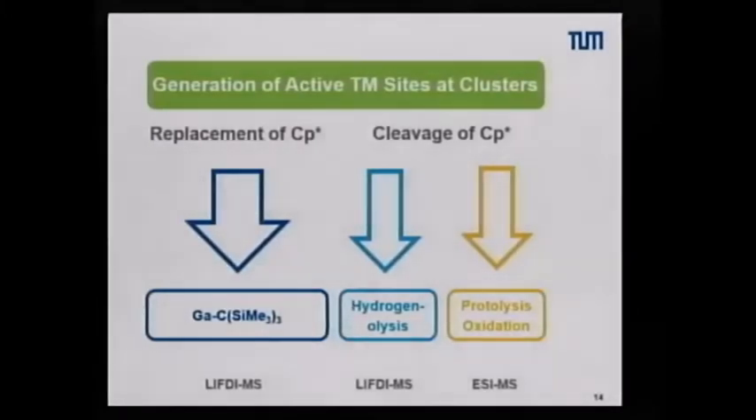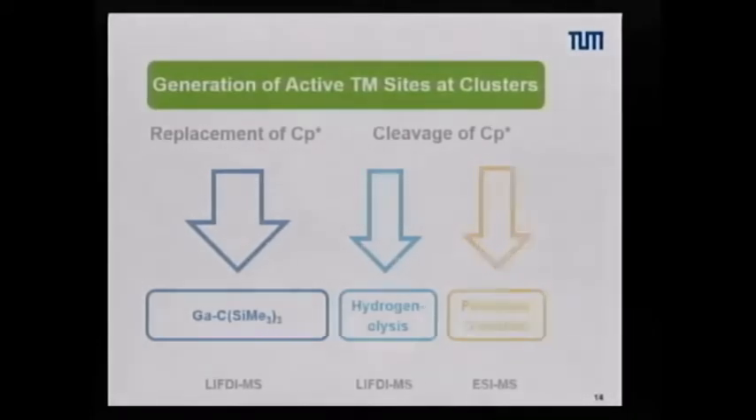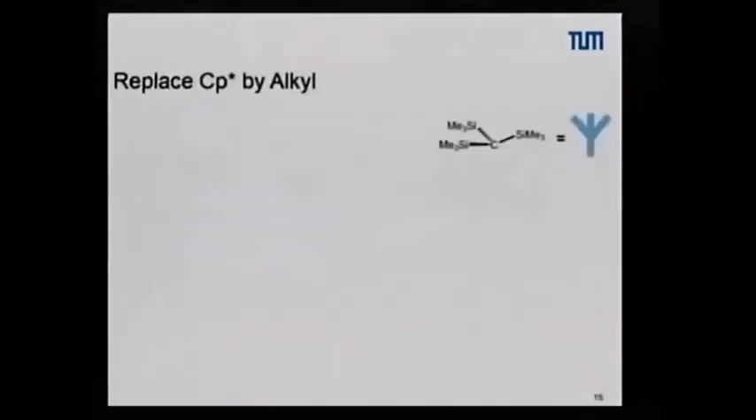Why not just kick off the CP star, make a cluster with CP star, and then kick it off and create reactive sites there? So, let's go to the replacement of the CP star. This ligand over there, this supersilyl ligand, is an alkyl, and it's also quite bulky. So it should protect the cluster so that it cannot agglomerate.